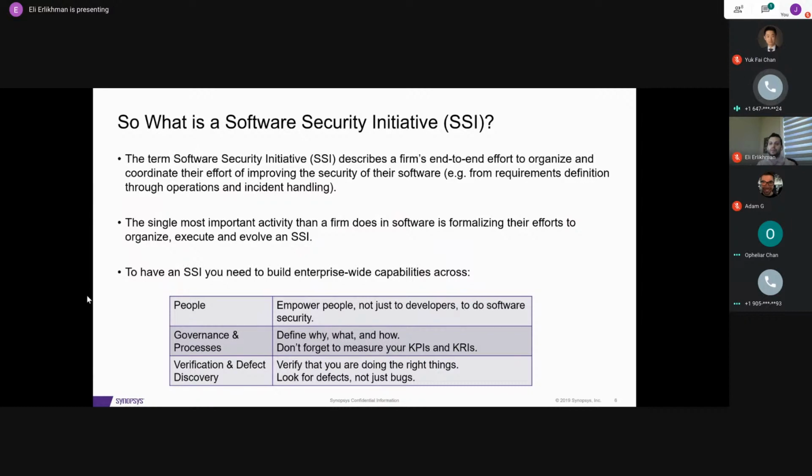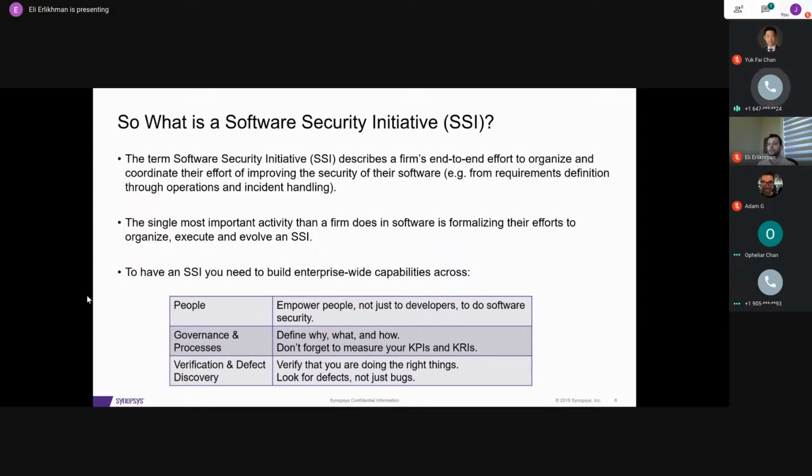Now, once you appoint somebody in charge who has the full range of necessary responsibilities and accountabilities, you actually need to build a program that relies on people, governance process, as well as verification and defect discovery. So one, you want to empower people. And this is not just developers, not just people who write the code. This is QA, project managers, business analysts, architects, your DevSecOps engineers, everybody who's involved within the SDLC, to learn about application security, to understand what it means and what it means to the organization. You need to define the processes and how you're actually going to do things.